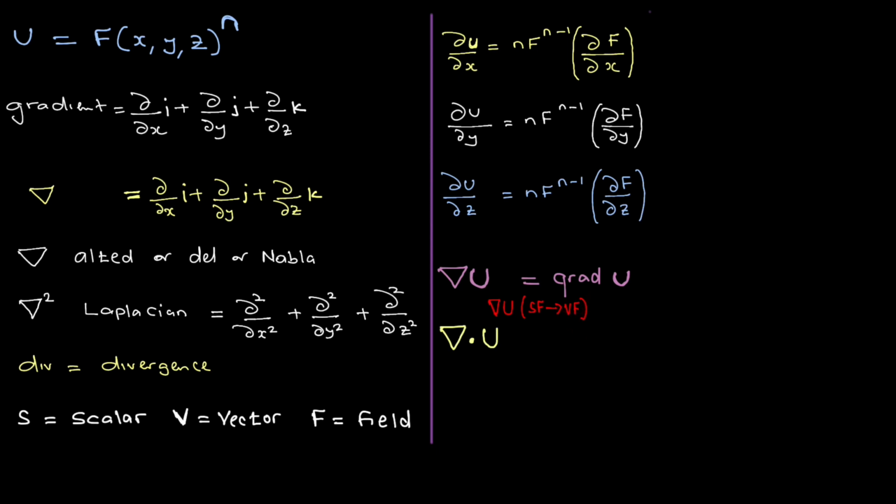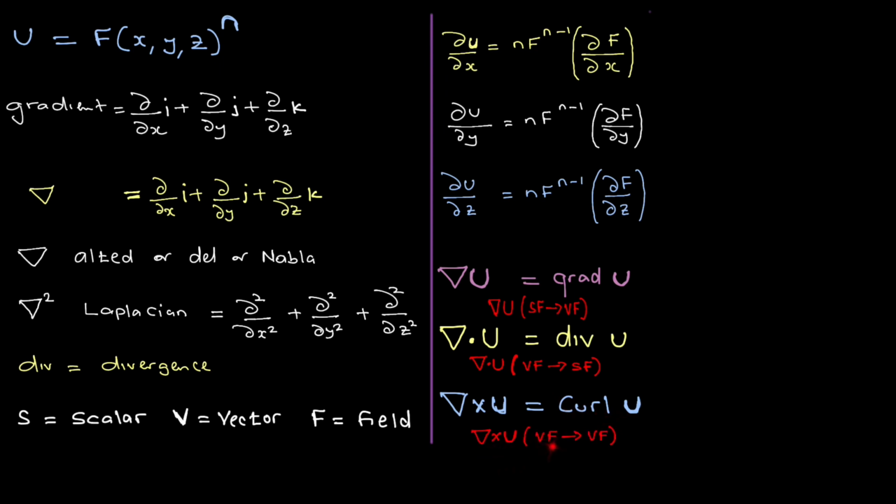If you have a del dot u, that's a dot product, we call that div. And div stands for divergence. Again, we only apply div to a vector and we get a scalar field back, which is a number. Finally, if you have a del and you cross it with u, that's a vector product. We call that curl u. We only apply it to a vector and we get a vector back.